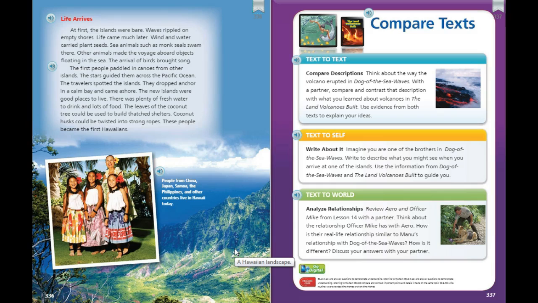Now I'd like you to turn to your learning adult. Use the text and the diagram to explain how the Hawaiian Islands were formed and populated. So explain that based on what you just read. You can pause the video, and come back when you're done.